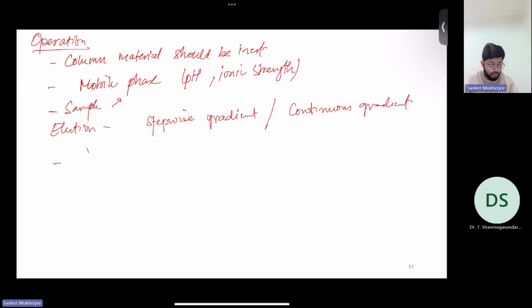Then what we do after this is column regeneration, where the column is regenerated for the next cycle of chromatography. Then there is hydrophobic interaction chromatography. It exploits the property that proteins have hydrophobic patches which can only interact with hydrophobic moieties. So that's how it works.